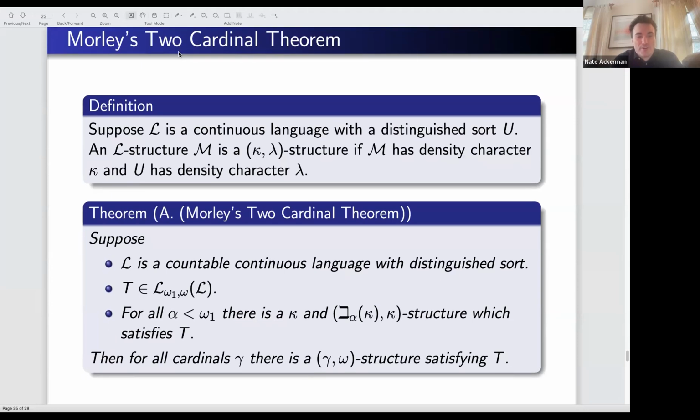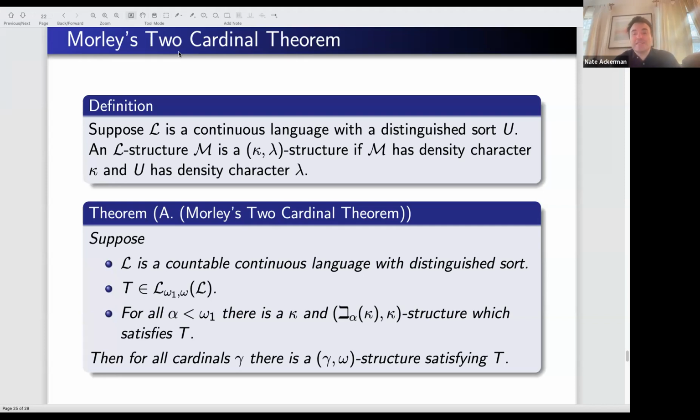So, Morley's two cardinal theorem. We say a continuous structure M with a distinguished sort U is a kappa-lambda structure if M has density character kappa and U has density character lambda.